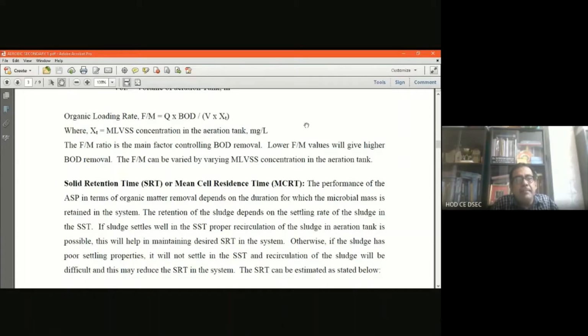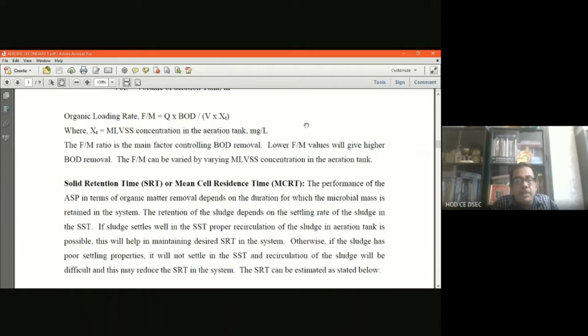And what is the M? M is nothing but the biomass. That is the total biomass. MLSS, or MLVSS, is in milligram per liter, and it will be multiplied with the volume of the reactor. So while calculating the mass of the BOD, we will calculate the discharge with the BOD, but while calculating the biomass, we will calculate the concentration of the biomass with the volume of the reactor, because the biomass is present in the reactor.